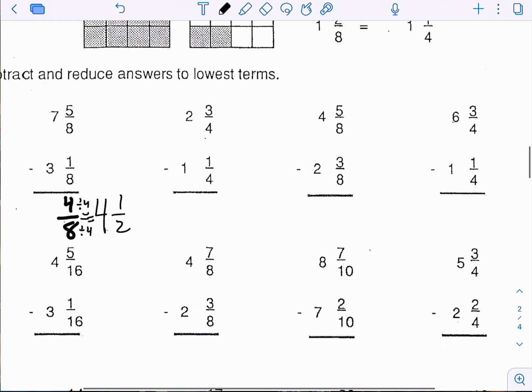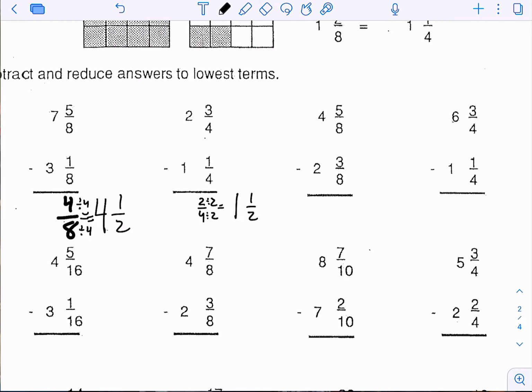Now I've got 2 and 3/4, subtract 1 and 1/4. I've got quarters, so I can just subtract 1/4 from 3/4, which gives me 2/4. In lowest terms, divide each of those by 2, the greatest common factor, which gives me 1/2. Now I'm done with the fraction part. 2 subtract 1 is 1.